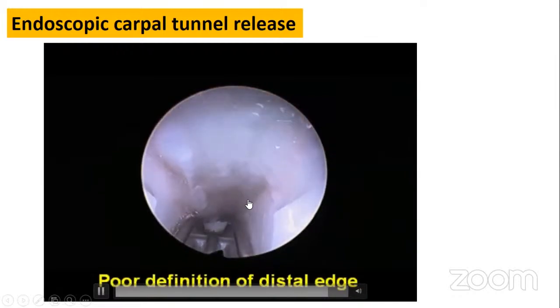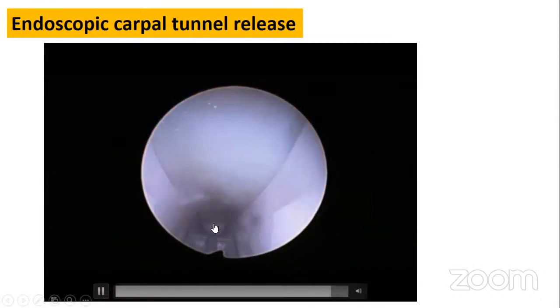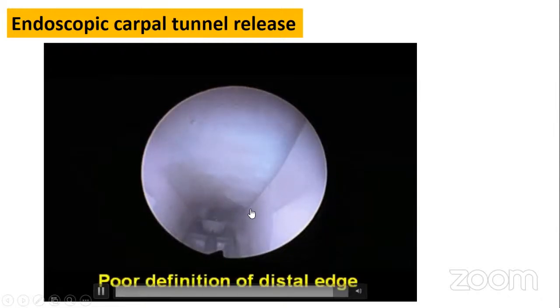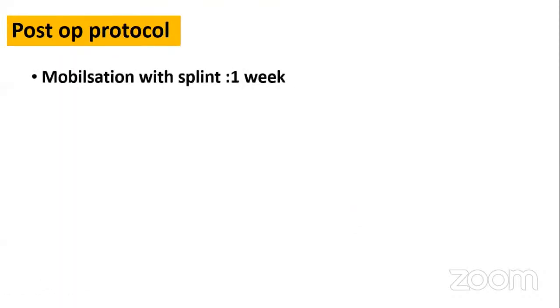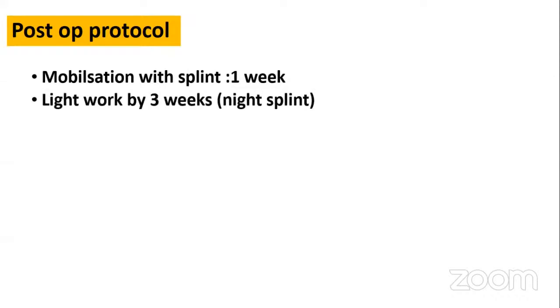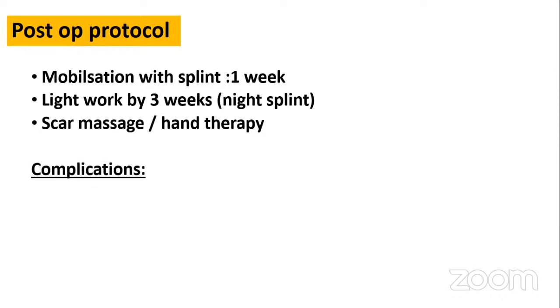And so always take a consent for both open and endoscopic release. That is very, very important. So you see it becomes blur here. There's a lot of fluid inside. So if you're not very clear of these things, you should come out and not try to do these things. Post-op mobilization with splint for 1 week, light work by 3 weeks with a night splint, scar massage, hand therapy.